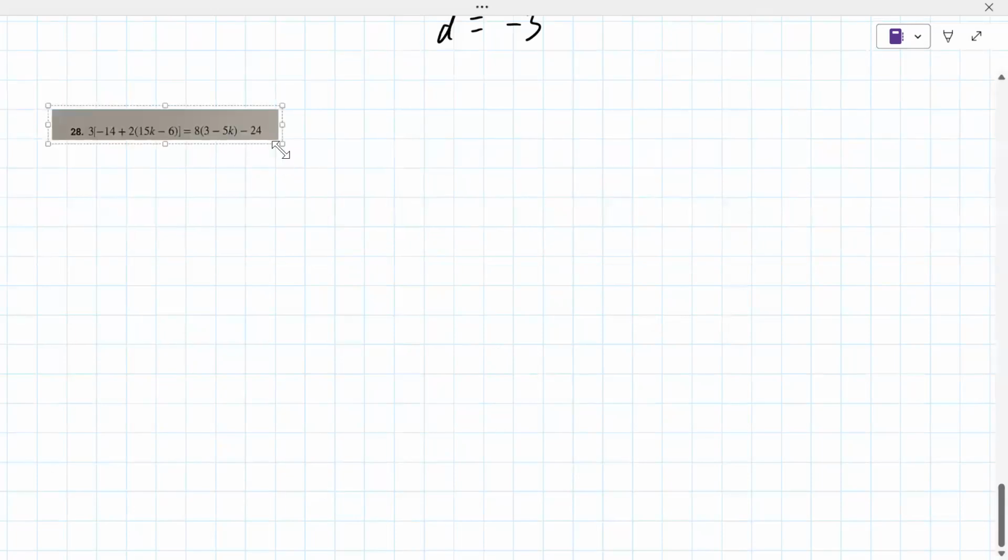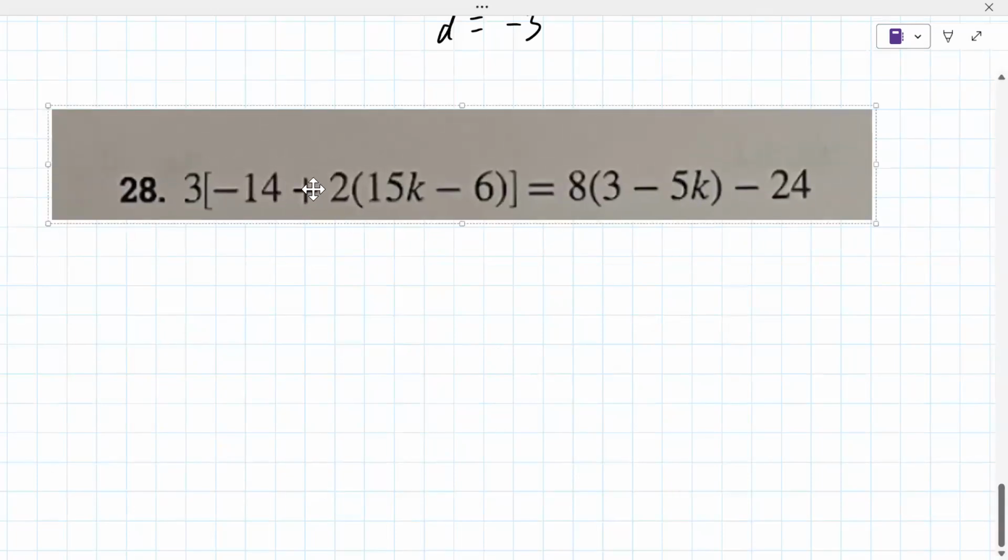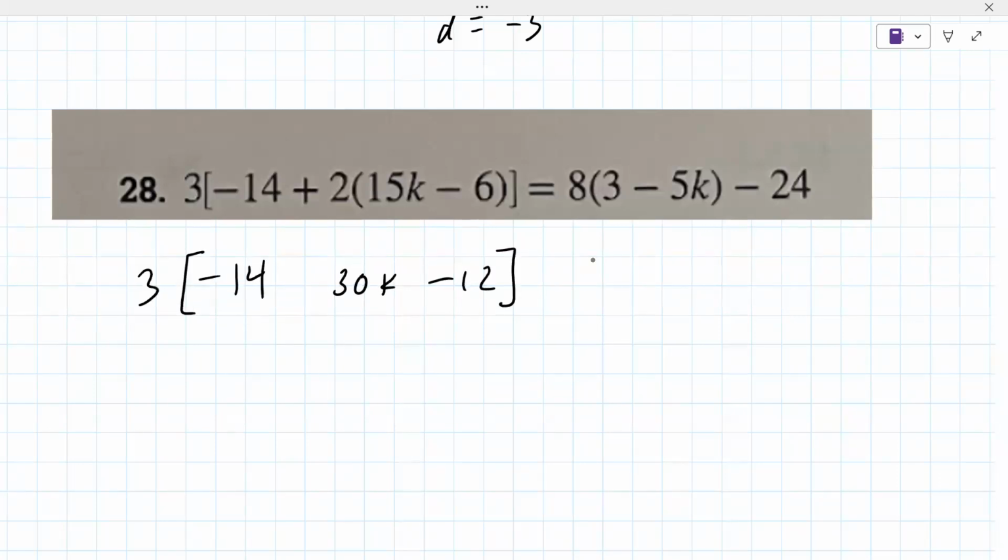Okay. You have your choice again, kind of like the last problem. You could multiply in by the 2 first, which is what it sounds like you want to do. I would recommend going with whatever you think works. And then combining like terms here. So you got minus 14, minus 12, that's minus 26 plus 30K times 3. And then you distribute in here.